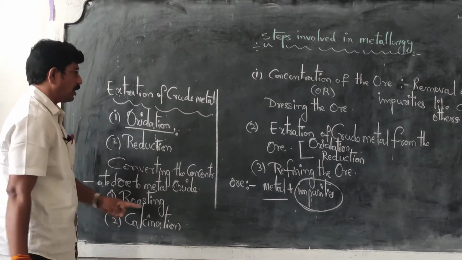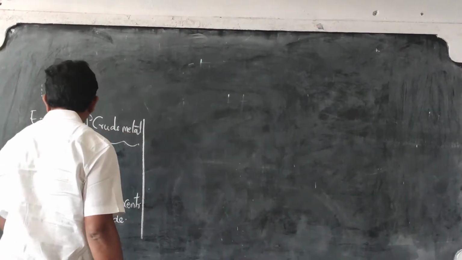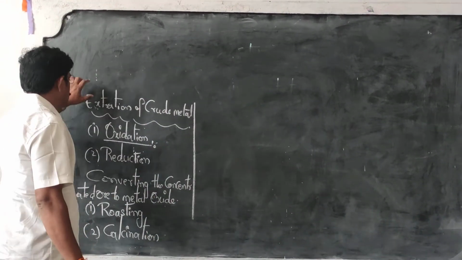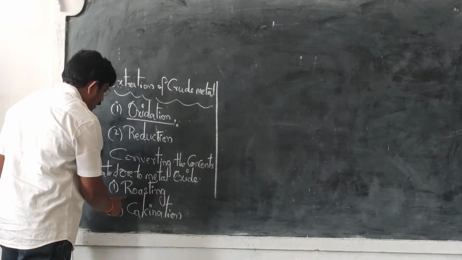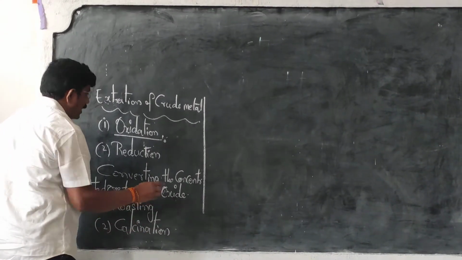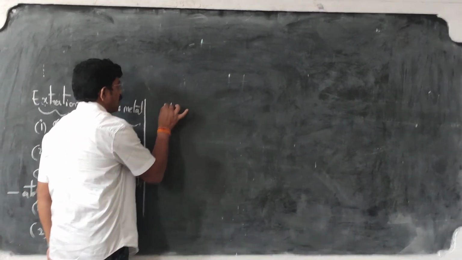Are you clear? Make a note of it first. Oxidation and reduction. Oxidation, that is roasting. Another one is calcination. What is meant by roasting?